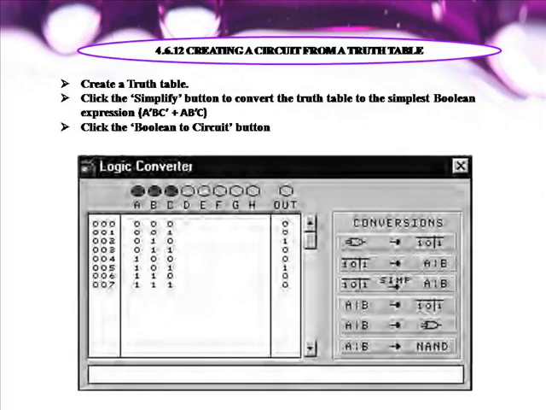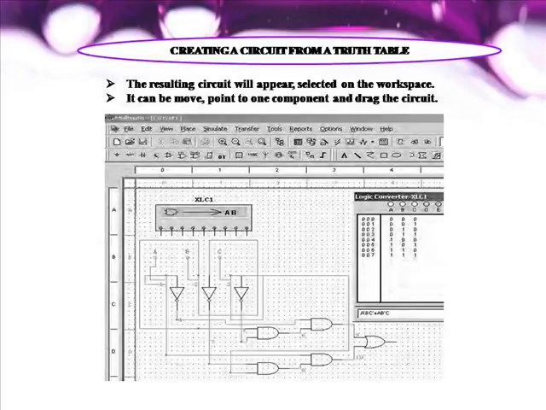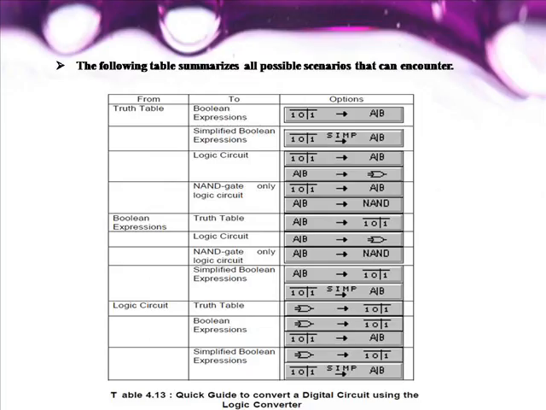Creating a circuit from a truth table. Create a truth table, click the Simplify button to convert the truth table to the simplest Boolean expression, and click the Boolean to circuit button. The resulting circuit will appear selected on the workspace. It can be moved: point to one component and drag the circuit. The following table summarizes all the possible scenarios that you may encounter.